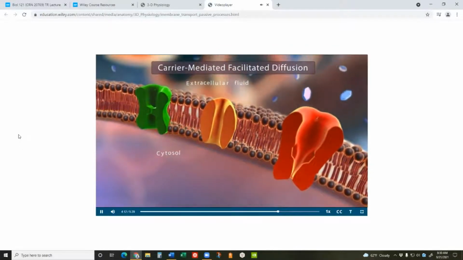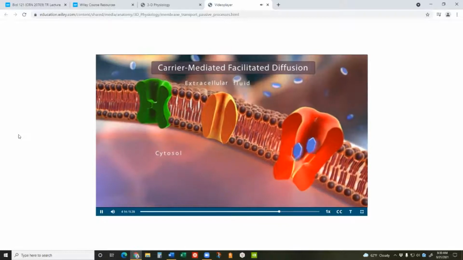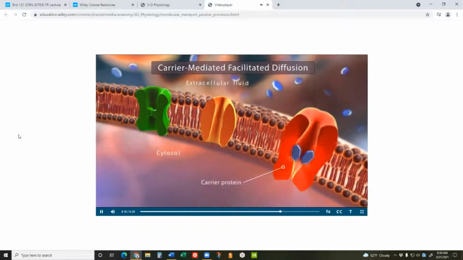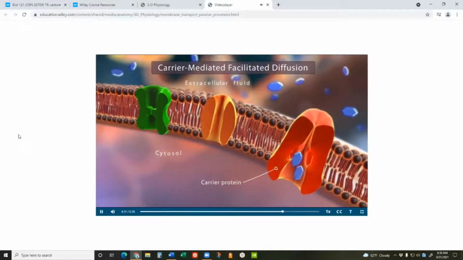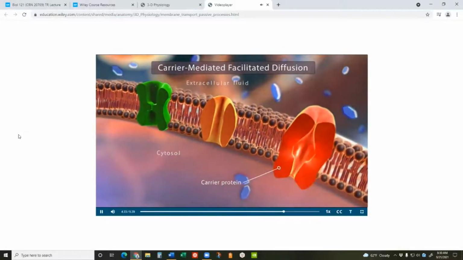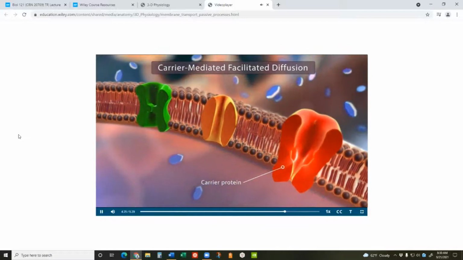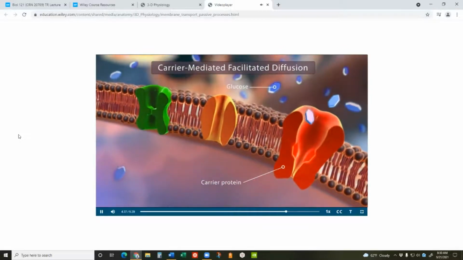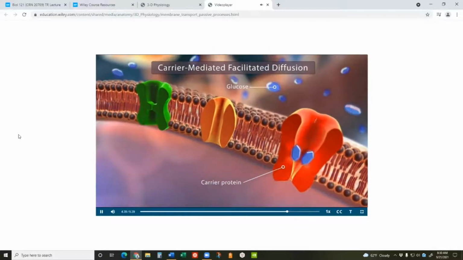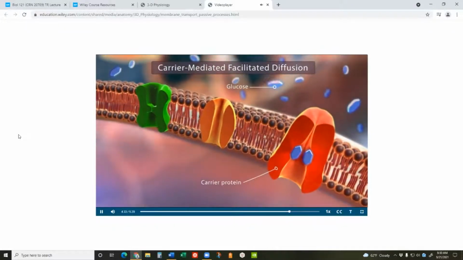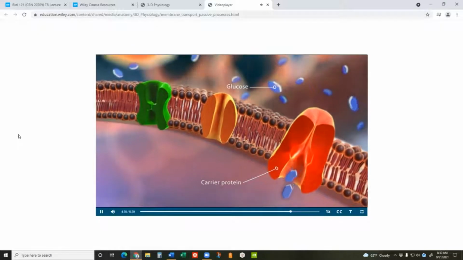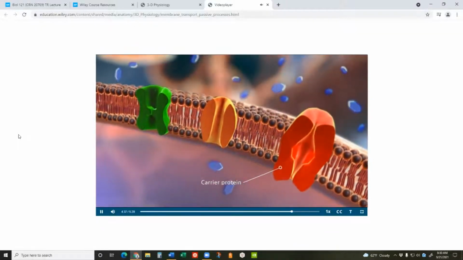In carrier-mediated facilitated diffusion, a carrier protein transports a solute across the plasma membrane. Each carrier protein possesses internal binding sites specific to a particular solute, such as glucose. When those binding sites are occupied, the carrier protein changes shape, opening to the opposite side of the membrane and allowing the solute to pass.